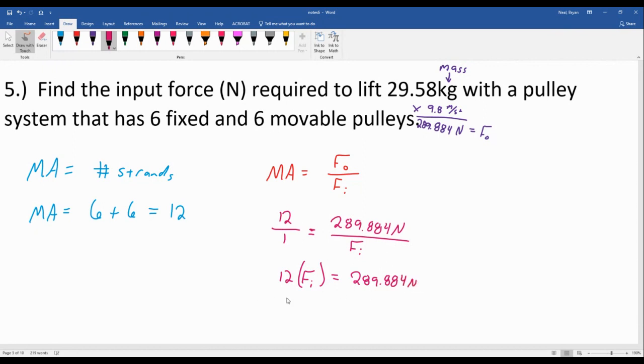And then noticing that I almost have the answer, just the number 12 is in the way, I can go ahead and divide by 12. That'll give me roughly 24.16 newtons because that's all I had left over from my units.